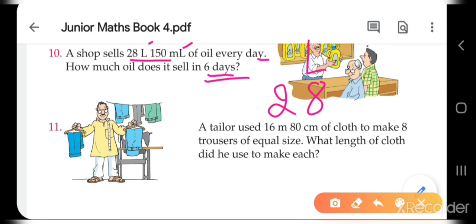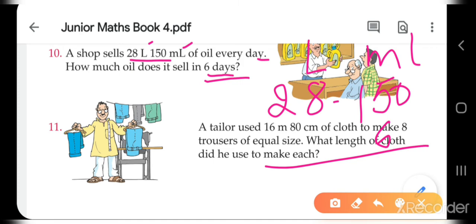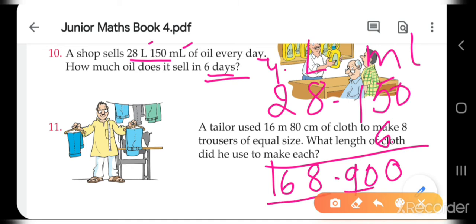28 liter and 150 milliliter. You may put a decimal, and you will multiply it with 6. So it will be 0, and 6 5s are 30, 3 carried. 6 plus 6 into 1 will be 6, and the 3 will be added. Again 6 4s are 24, 4 will be here, and again 6 2s are 12, and 12 plus 4 will be 16. So the total oil will be 168 liter and 900 milliliter.